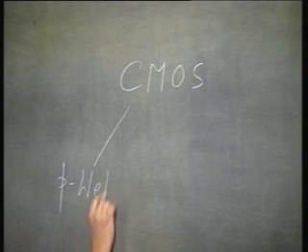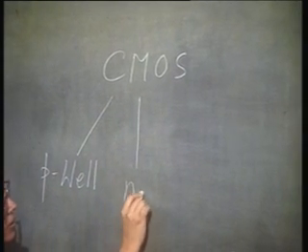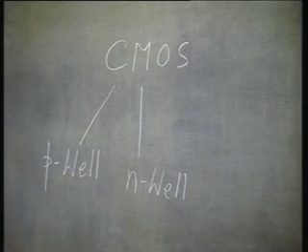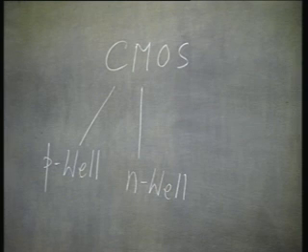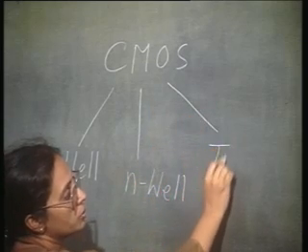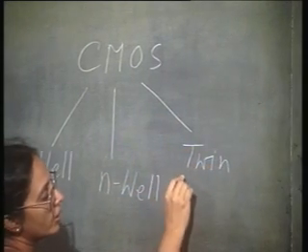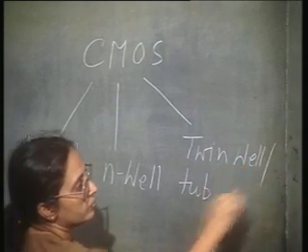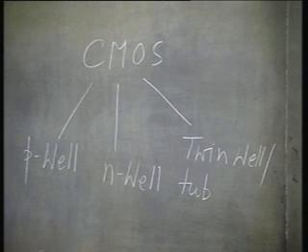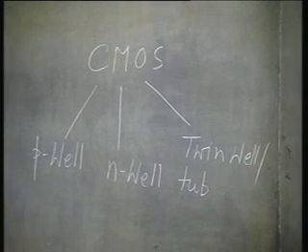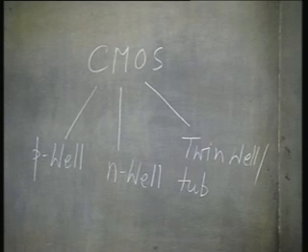So, we can have in CMOS technology either a P-well or an N-well, or better still, we can start with a very low doped substrate material, nearly intrinsic, and we can have both the wells, which is called the twin well or twin tub technology. These are the 3 different ways in which a CMOS can be realized.